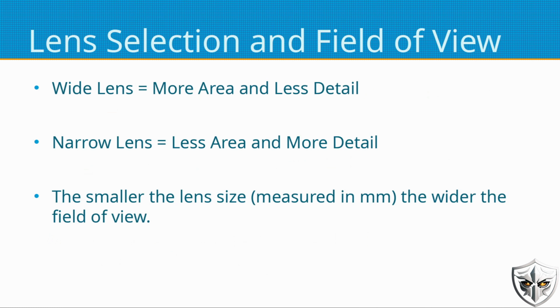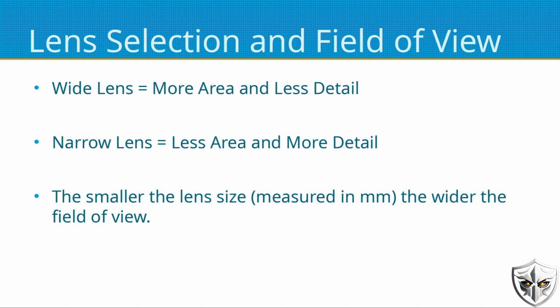And so that's where lens selection comes in. Lens selection is how we determine our field of view. So a wide lens is going to have more area but less detail. A narrow lens is going to have less area but more detail. Typically, if you're looking at lenses, they're measured in millimeter sizes, and the smaller the number, the wider the field of view. So a 2.8 millimeter lens is very common for a fixed lens camera. Depending on the sensor size, a 2.8 millimeter lens is somewhere between 90 and 105 degrees for field of view.